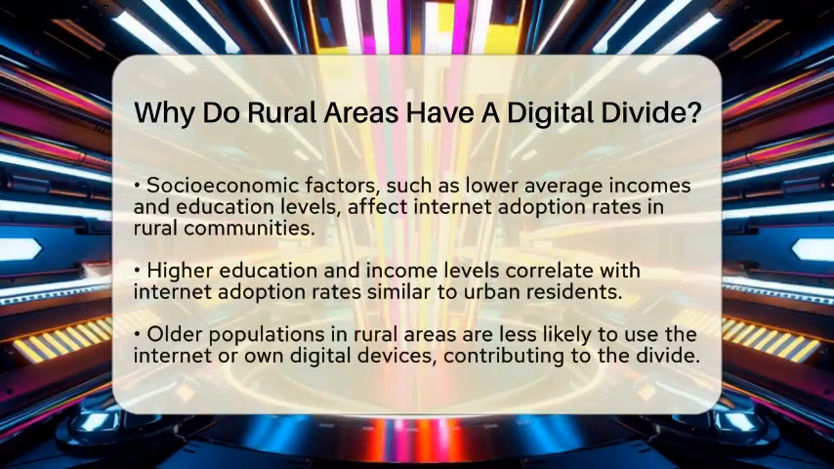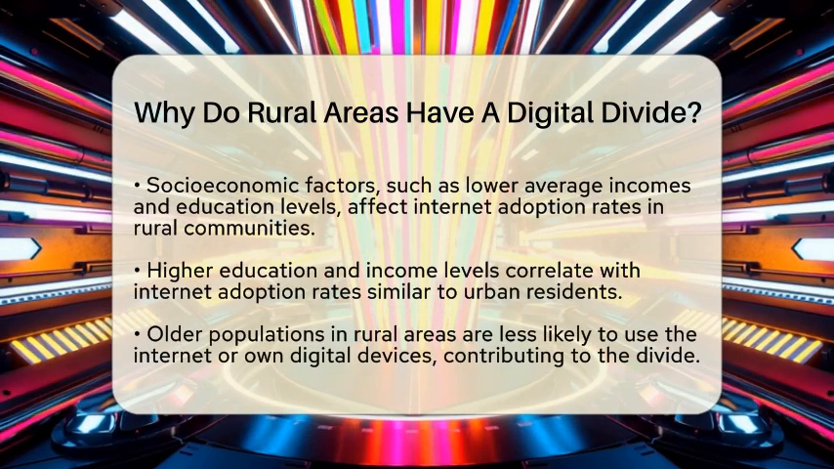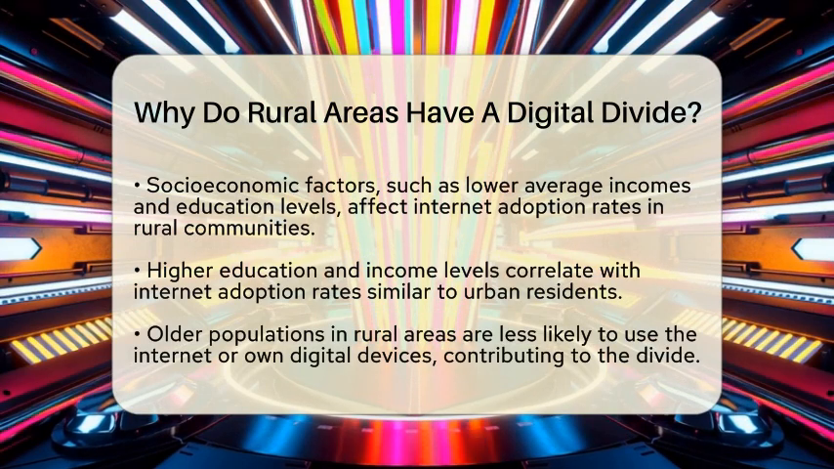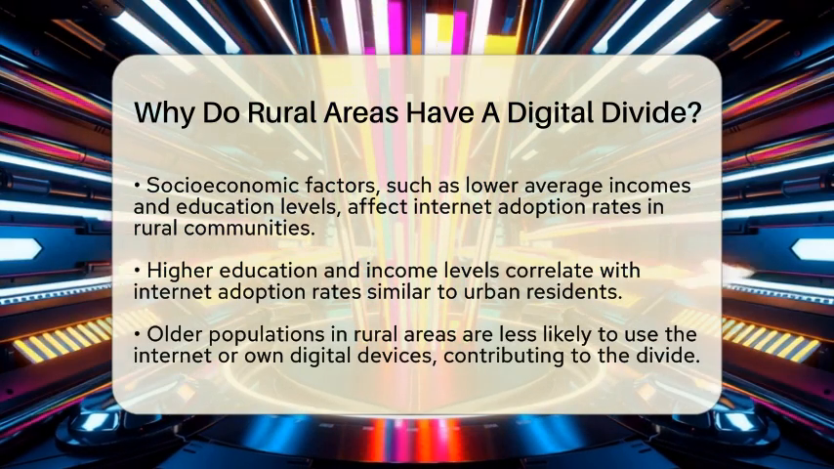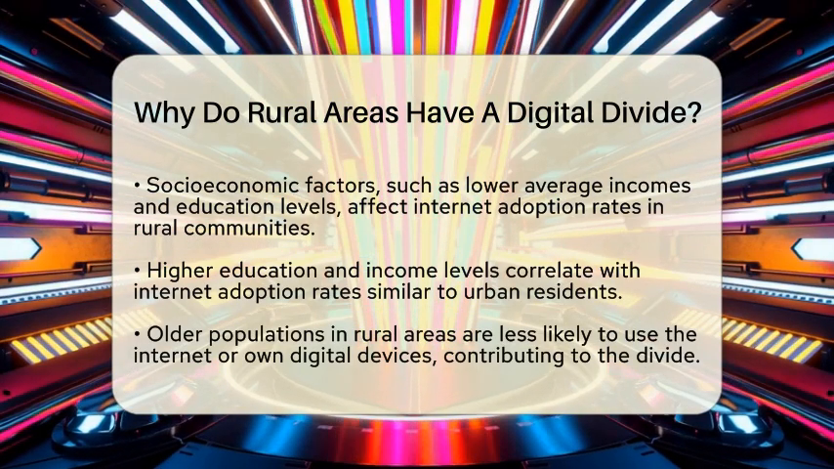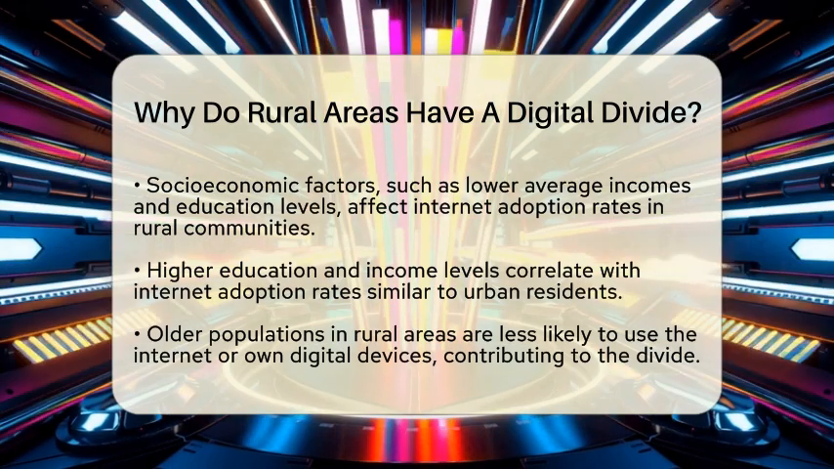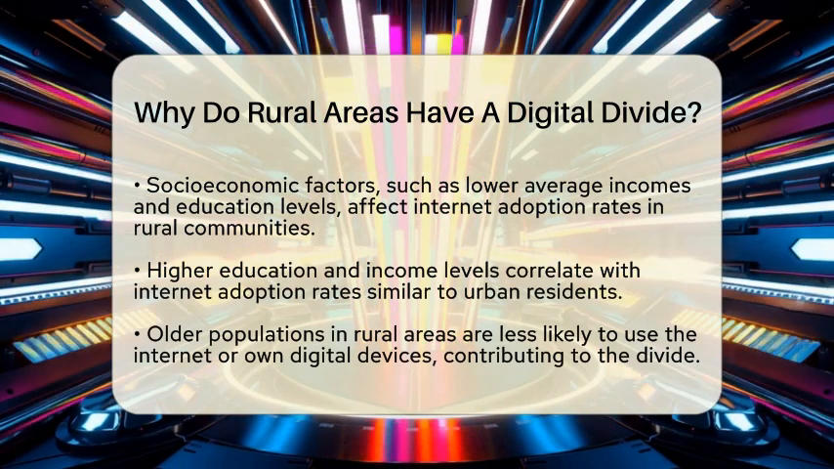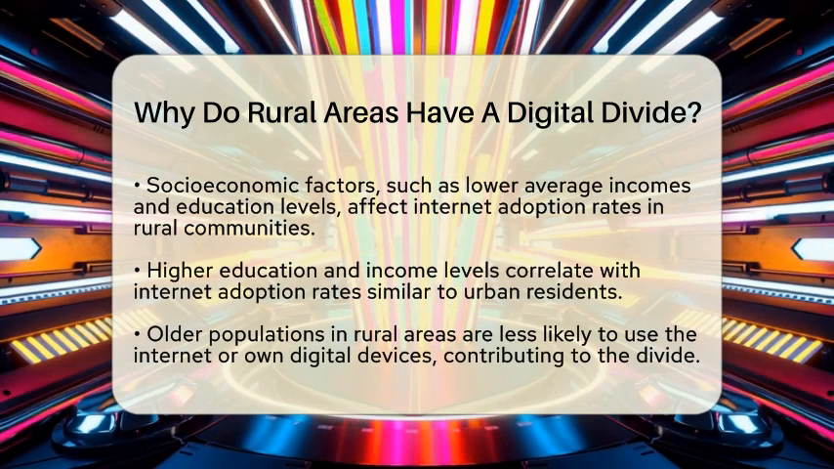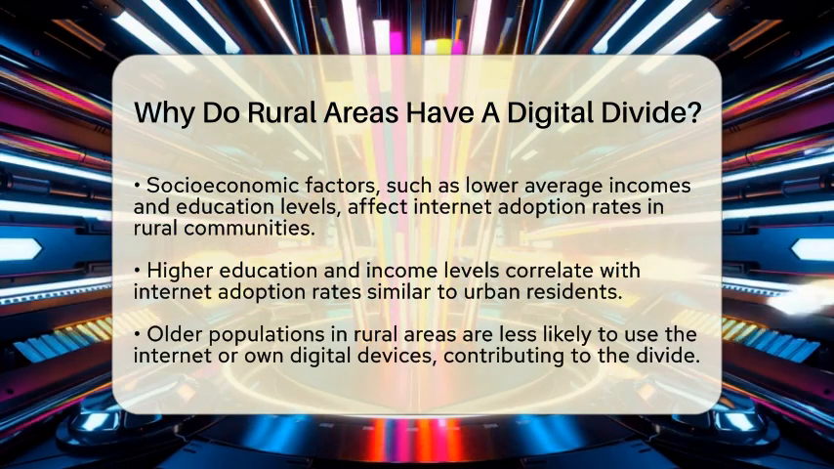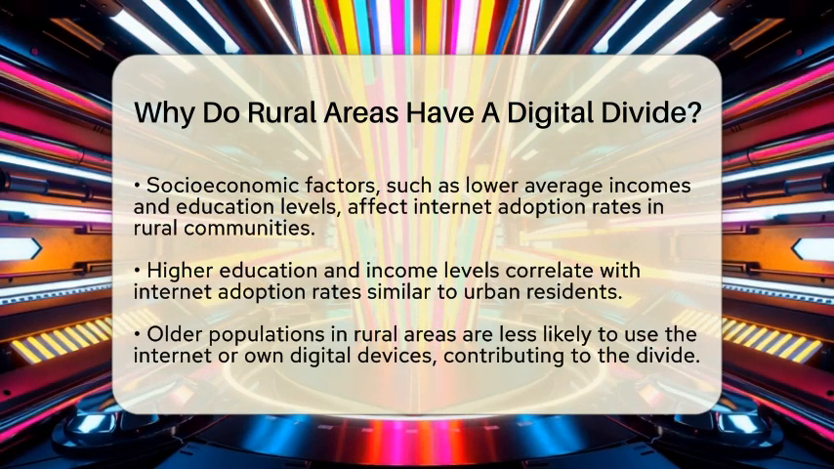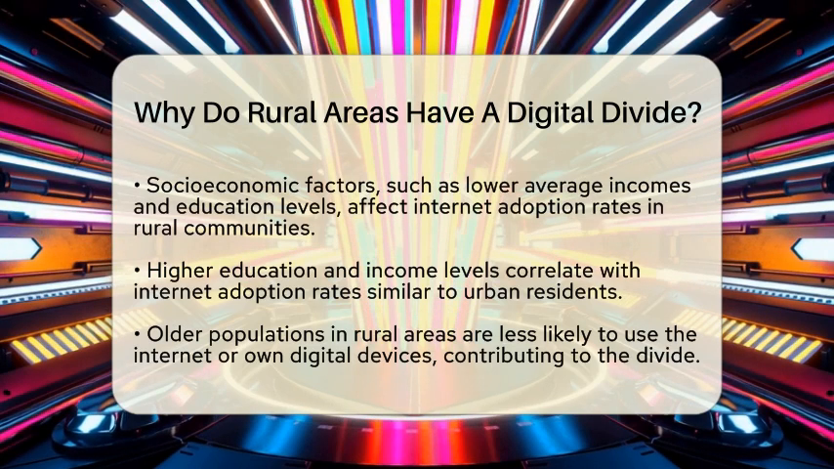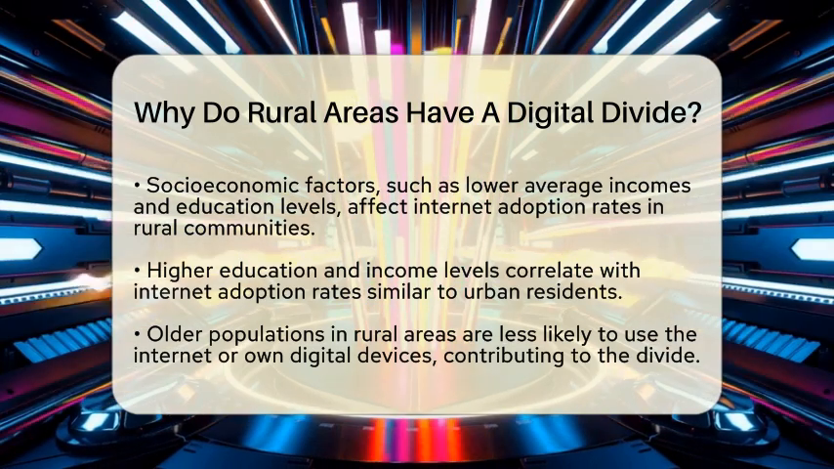Socioeconomic factors also play a big role. People living in rural areas tend to have lower average incomes and education levels. These factors correlate with lower rates of internet adoption and digital literacy. For instance, individuals with higher education or family income in rural settings have internet adoption rates that are closer to those of urban residents. However, those with lower education or income face greater challenges. This shows that economic resources and educational attainment significantly influence access to digital technologies.